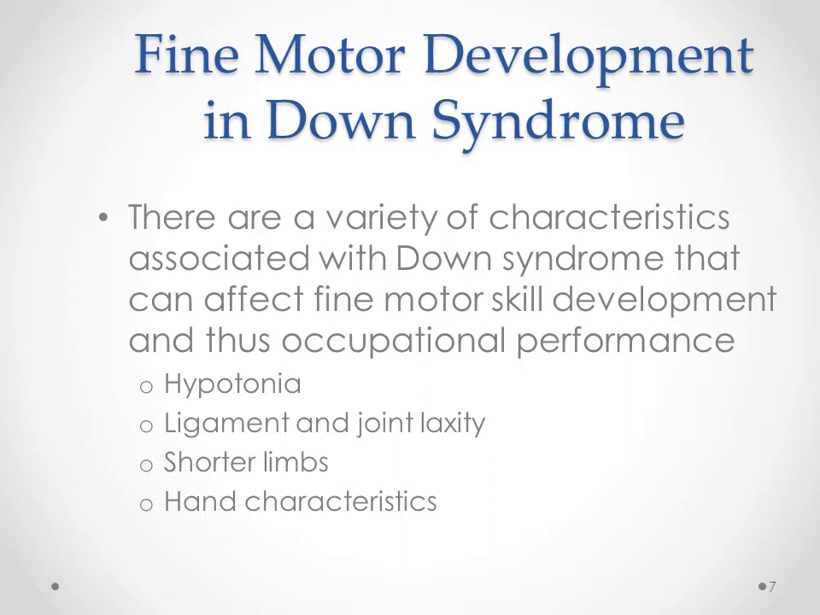So it's going to be harder for them to reach behind their back to don a coat, or they may have to bend at their waist to pull up their pants because their arms aren't long enough. Same thing with putting items up on the counter. They may not be able to reach to get a drink of water. And again, looking at the hand characteristics, if they only have one hand crease, they may have a difficult time with in-hand manipulation: the palm to finger, the finger to palm, the shifting, the simple rotation. Some of those types of in-hand manipulation skills may be affected.